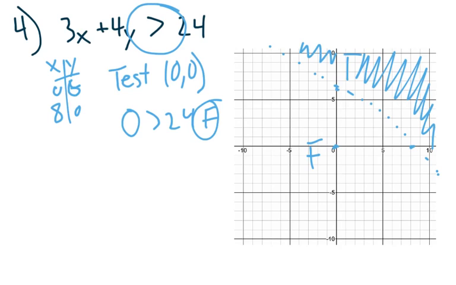The one thing I'm realizing I didn't mention is what to do if the line is going through the origin. If the line's going through the origin and you want to test a side, you can just take any point you want that's not on it. Keep the numbers small, maybe keep them positive, and then just see what happens. But it's the same idea.